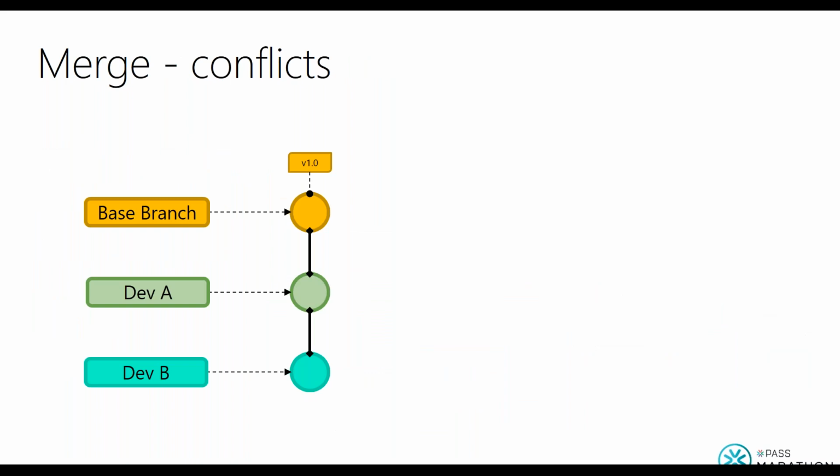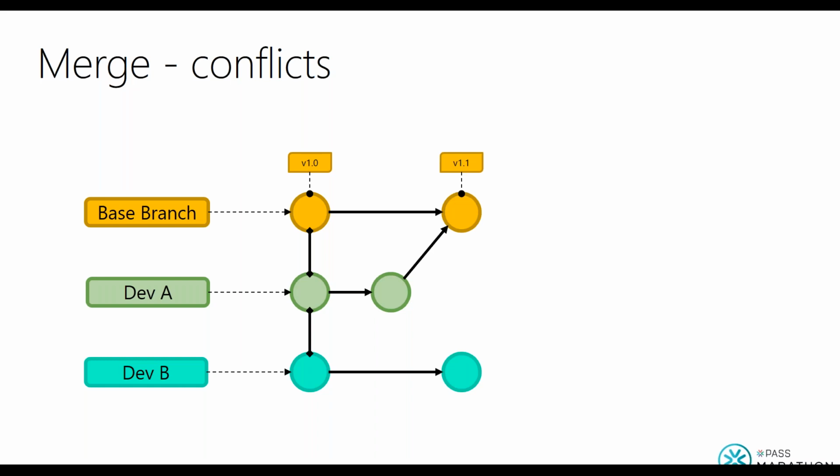Let's just say we have a base branch. We have developer A and we have developer B. Developer A goes ahead and commits their code on their own branch. No big deal. Developer B does the same. They've committed their code. Great. Developer A then goes ahead and merges their code into the base branch and brings the base branch forward. Still no problems at all.